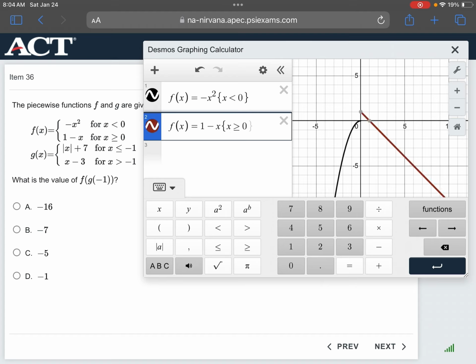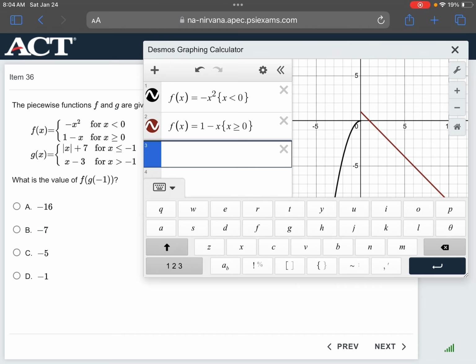So I said I don't have to close the curly bracket. I'll leave it open this time, just fewer keystrokes. And notice it gave me this graph with its restriction. So the f graph has this black part that curves down, and then this red part that's a linear equation, a line that is falling as we go left to right. All right, so let's just keep going.